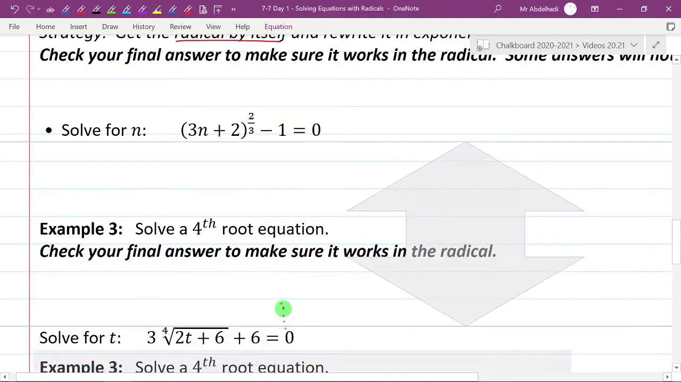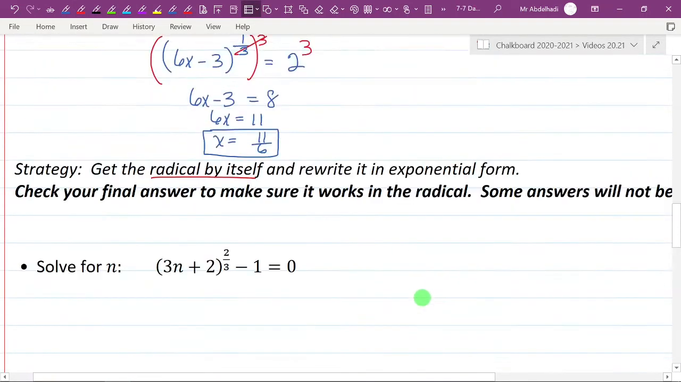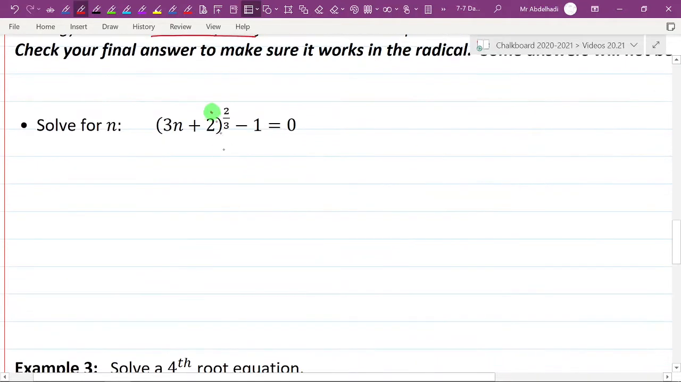Now this one is not a radical, it's written as a power. Now, you notice what we did in the last problem here. We had a radical and we wrote it as a fraction power. Well, guess what? This one's done for us already. There's no radical to change into an exponential. It's already written as a rational exponent. So all we have to do is get this part by itself. This is your radical part, by the way. Anytime you see a fraction power, that's a radical just in disguise.